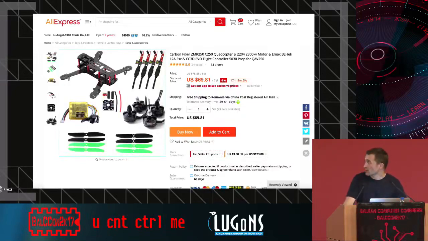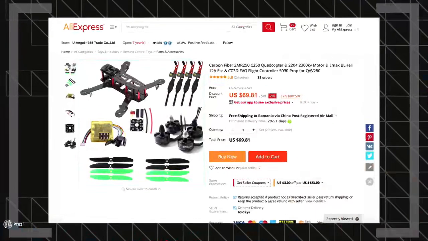Part of the strength of this frame is the carbon fiber. Go for a carbon fiber drone if you want to get one. For almost $70, you get almost everything. So I think it's a fair price.